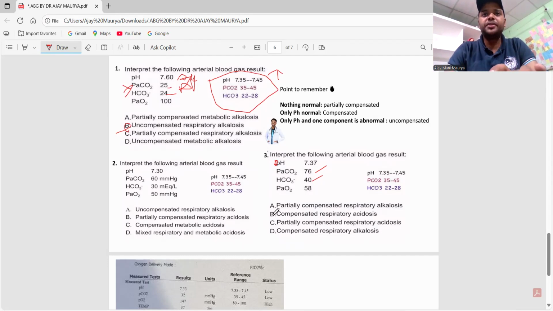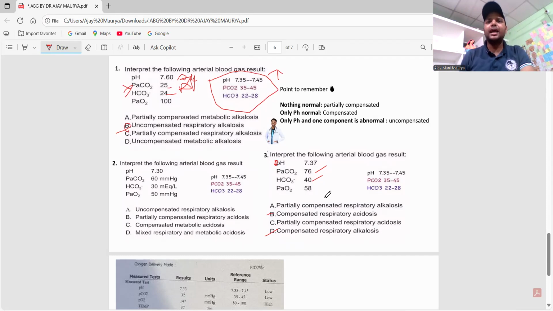So we have two compensated options here. Let's see the CO2, how much is it? CO2 is 76 and HCO3 is 40. Bicarb is 40. Remember, here we have respiratory acidosis and here metabolic alkalosis.